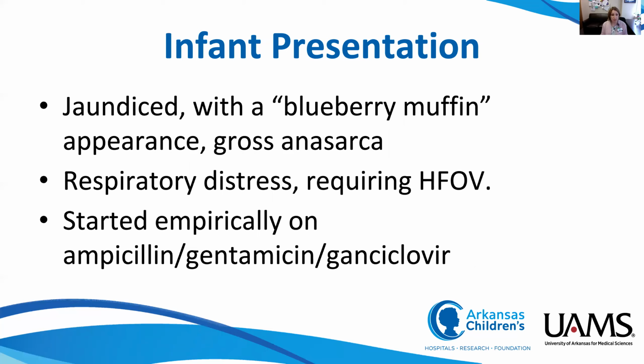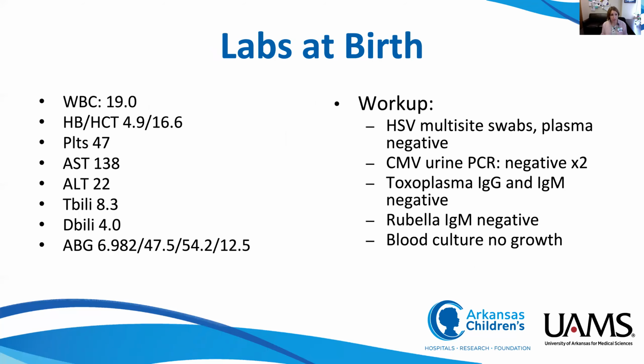They start the baby initially empirically on ampicillin and ganciclovir because they were worried about CMV with this blueberry muffin appearance. On initial labs, white count was a little elevated at 19, but her hemoglobin was only 4.9, and her platelets were low at 47, with some transaminitis and hyperbilirubinemia, and this child was acidotic. So they do a workup and check for HSV, and they checked for CMV twice actually, hoping that there was a false negative. Toxoplasmosis, rubella, all of those were negative, and the blood culture was no growth.